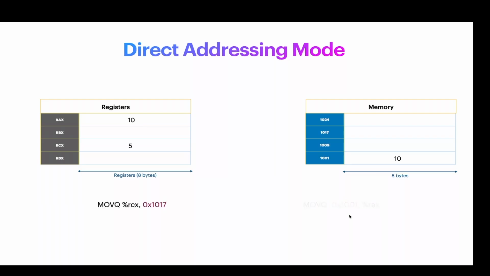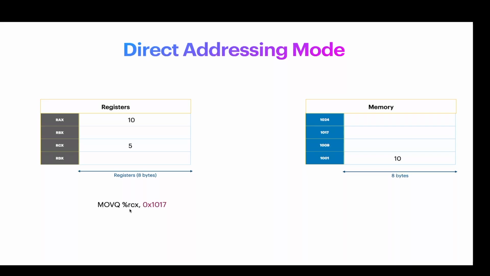Let's look at another example. Now here, this is a move instruction. It says move whatever is available in the RCX register to this memory location. Again, this is a direct addressing mode, and that's why you see the address directly available as part of the instruction. So the key thing is the memory address can be part of the source, or it can be part of the destination, or it can be part of the target.